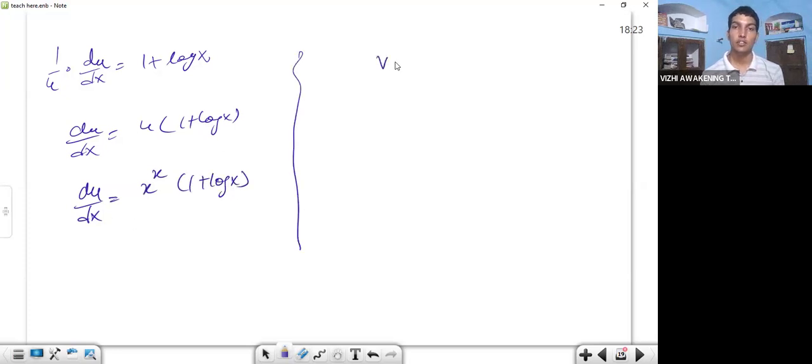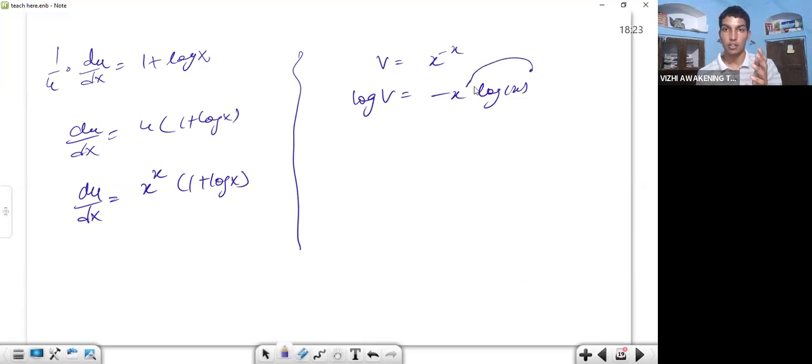Similarly, we can find out for v, which is x raised to power minus x. So let's take logarithm on both sides. Are you able to understand why I have written minus x in front of logarithm of x? Because it is the exponent, it would come out in front of that logarithm. Now what we have to do is take the differentiation of this equation. Logarithm of v, as v is a function of x, we can differentiate it as well, as this is not a constant with respect to x.